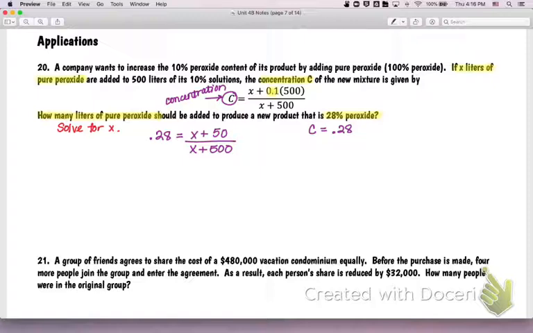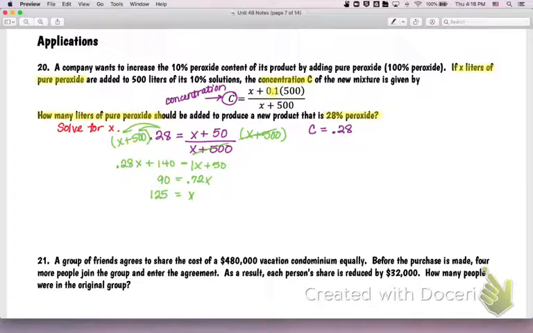So what do we do? We clear our fractions. So let's multiply by X plus 500 on both sides. And we can finish that out. So pause the video. You're probably going to need a calculator, and come back here with your solution for X in 3 seconds.